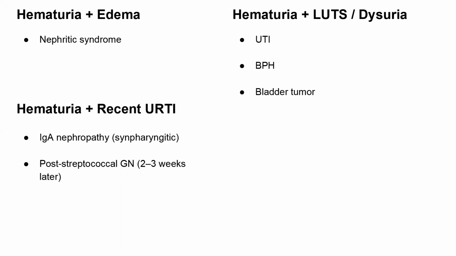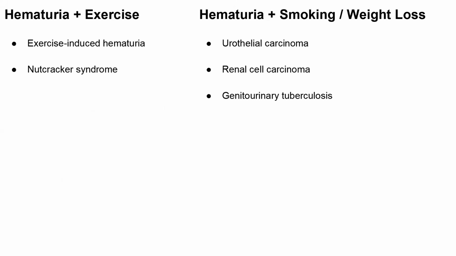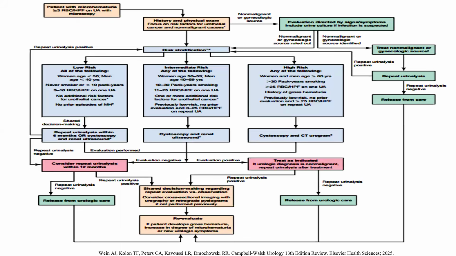Hematuria with LUTS or dysuria could be due to UTI, BPH or bladder tumor. It could be exercise induced hematuria or nutcracker syndrome. And if it is associated with smoking or weight loss, then it could be urothelial carcinoma, renal cell carcinoma, or genitourinary tuberculosis. This is a chart given in Campbell's 13th edition about how to go ahead with a patient presenting with microscopic hematuria. We have already discussed the blue portion in our AUA guideline section. So this is just something that has been updated in Campbell's Urology as well, which is required to be understood.